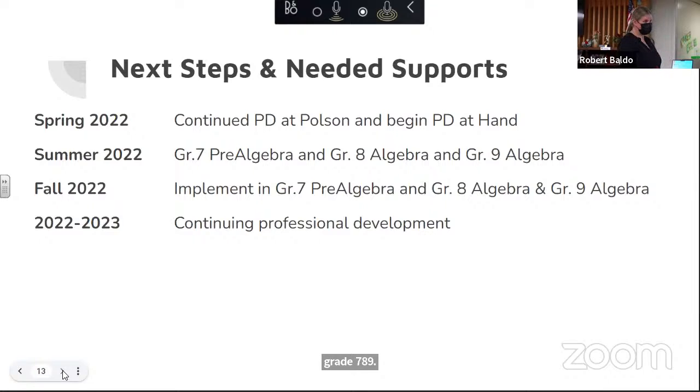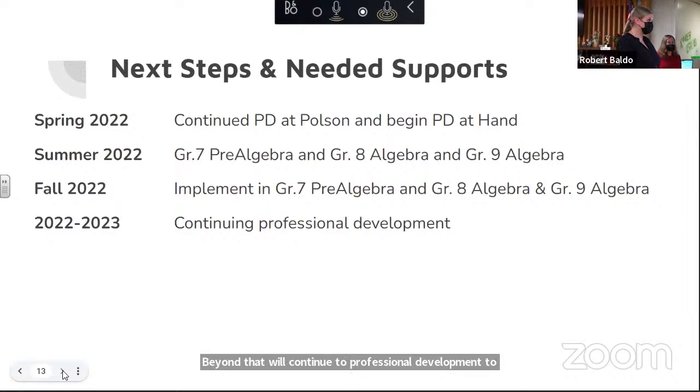Beyond that, we'll continue the professional development to help teachers unpack the units and understand the instructional routines that are specific to illustrative math. So in order to do all this, of course, we need money. We are asking for your support.